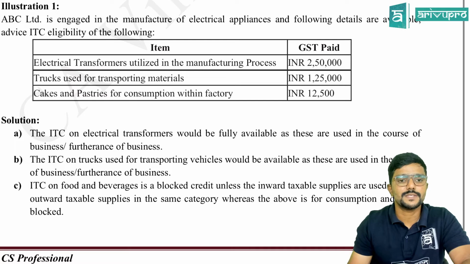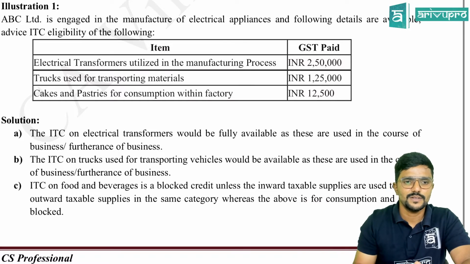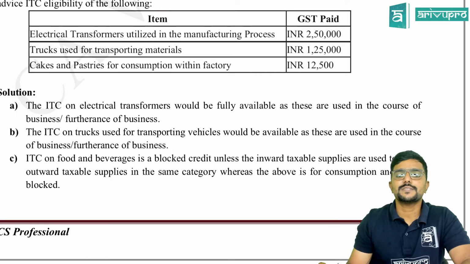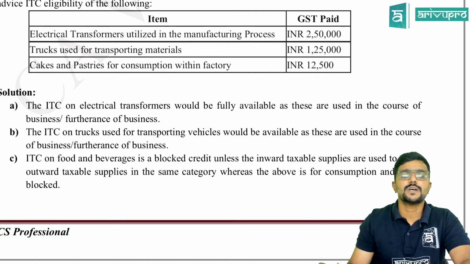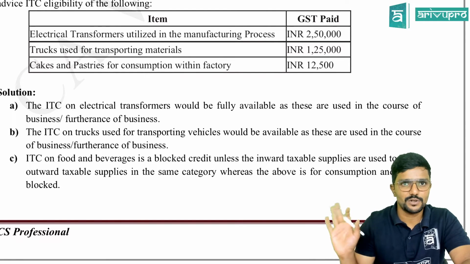Next, trucks used for transportation of materials. For trucks used for the transportation of goods, credit is available. The answer is the ITC on trucks used for transporting goods would be available as these are used in the course or furtherance of business. For transportation of goods, credit is not blocked.